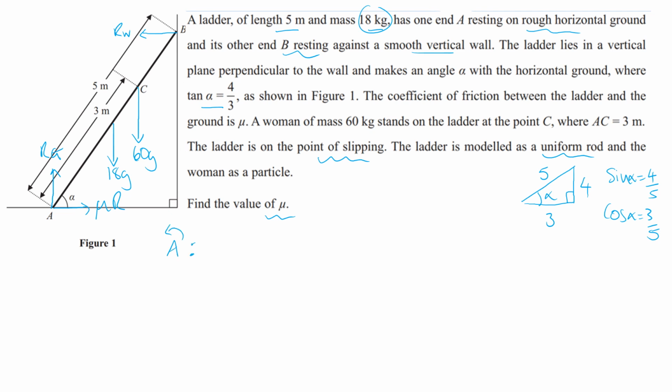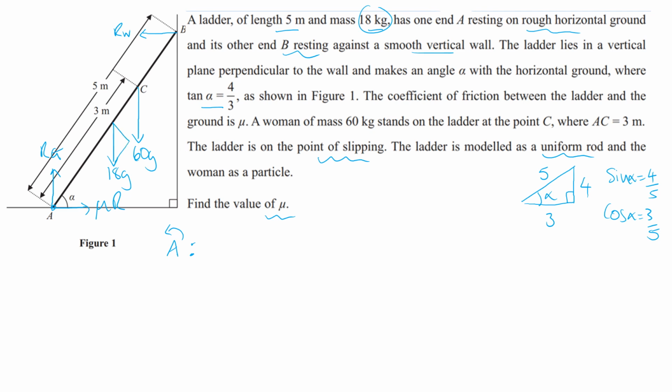So when we're taking moments, it's just the forces that are acting away from A that are going to have an effect on the turning. The forces at A, which are the reaction at the ground and mu R, aren't going to have an effect on the turning. But for the forces that are not at A, the only part that's going to affect the turn is the part that is perpendicular to the ladder. So the 18g, the 60g and the RW, we need to resolve them parallel and perpendicular to the ladder.